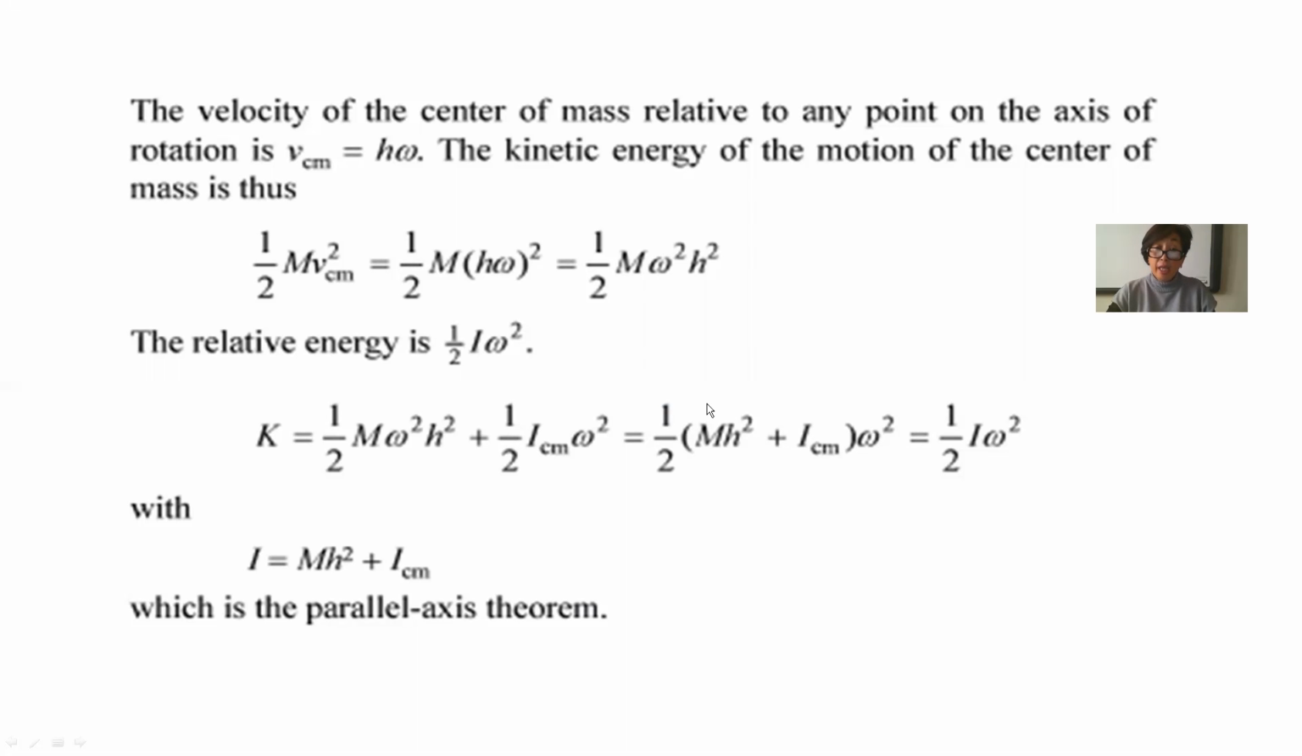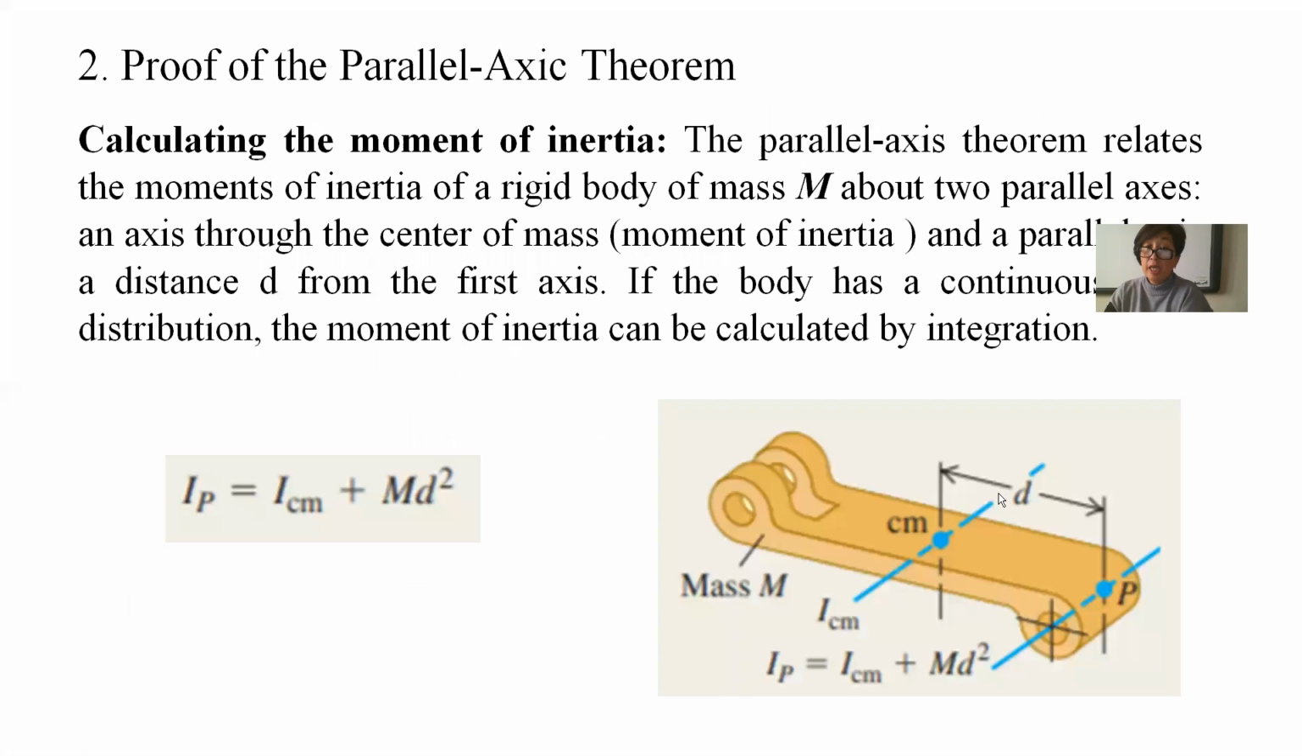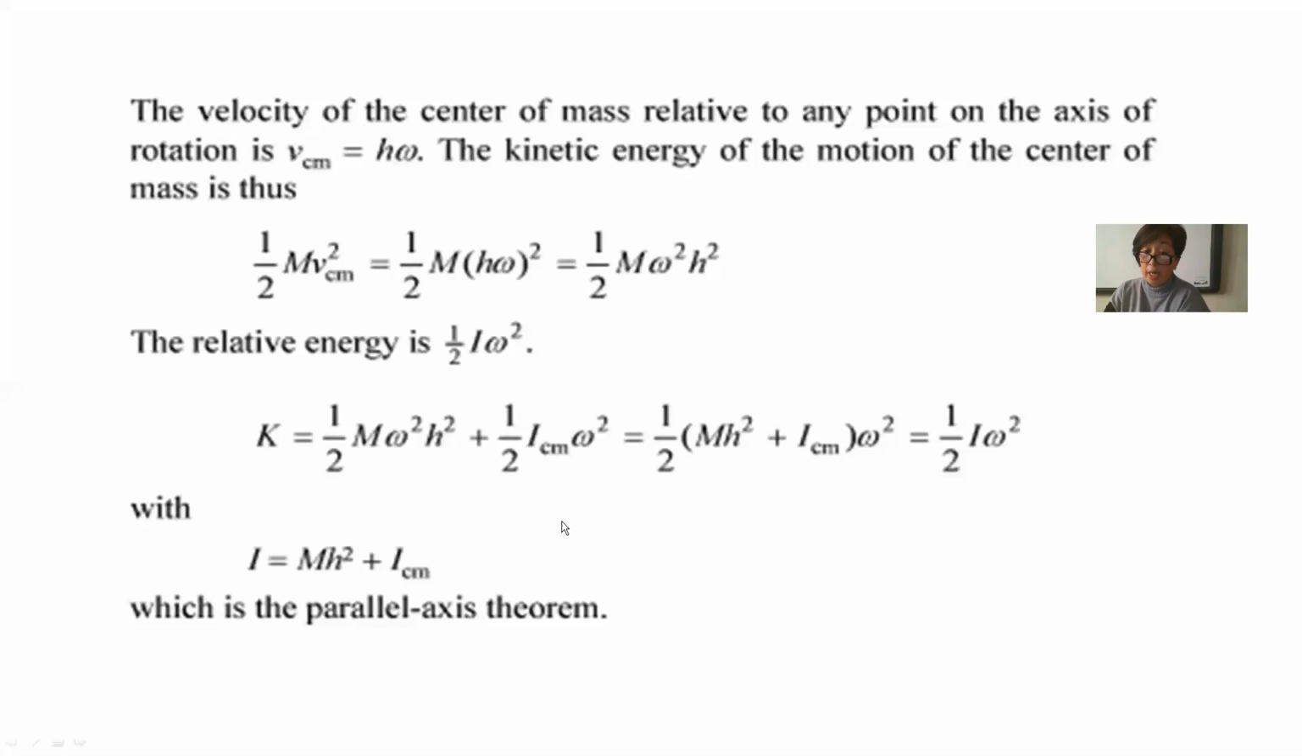And here we know this is the moment of inertia, because this is a rigid body. We know the moment of inertia about the center of mass plus m d squared, and we replace it in the final formula with the moment of inertia, I omega squared over 2, because this is the parallel axis theorem.